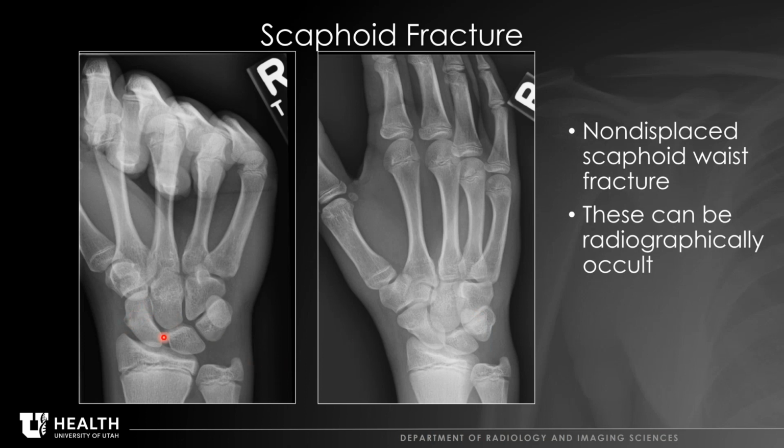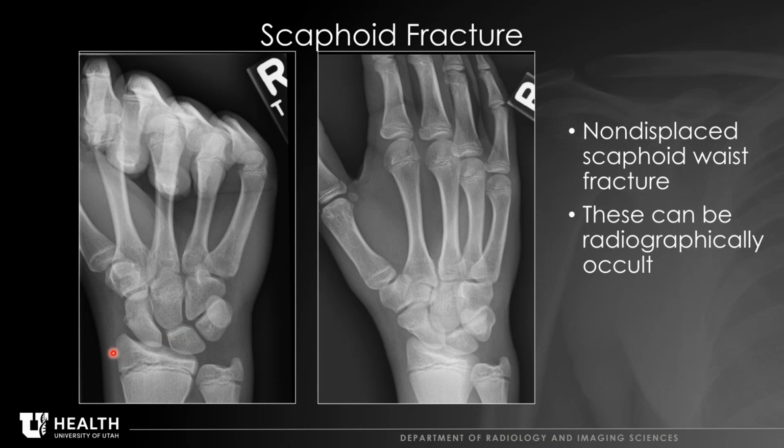The reason why this is an important fracture is because it has a blood supply that comes to the distal pole, and then a blood supply that comes to the waist right here. And if this fracture becomes displaced or moves too much, even if it's non-displaced, you can cut off the blood supply at the waist, and then the proximal pole of the scaphoid will not get blood, and it'll have osteonecrosis and become non-viable bone.